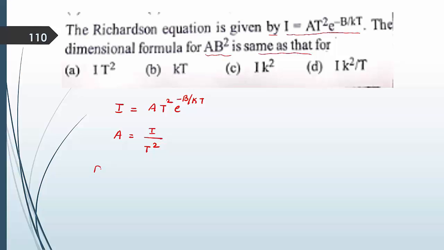So here dimensions of B is equal to what? K into T. Because power of exponential is dimensionless. Right? So we can write AB square is equal to, A value means I by T square into B square means KT whole square. So T square will get cancelled. We will get IK square. IK square means option C is right answer.